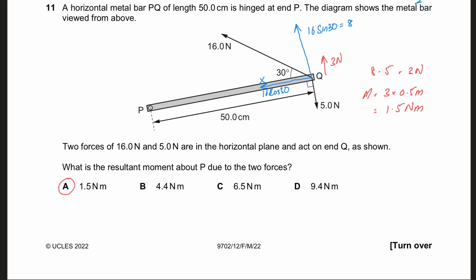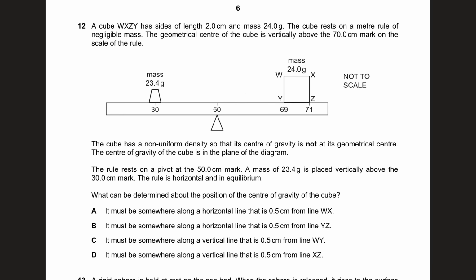Hence option A. Question 12 says, a cube WXCY has sides of length 2 centimeters and mass 24 grams. The cube rests on a meter rule of negligible mass. The geometrical center of the cube is vertically above the 70 centimeter mark on the scale of the rule. The cube has a non-uniform density. So the center of gravity is not at its geometrical center. The center of gravity could be anywhere inside the cube depending on the distribution of its density.